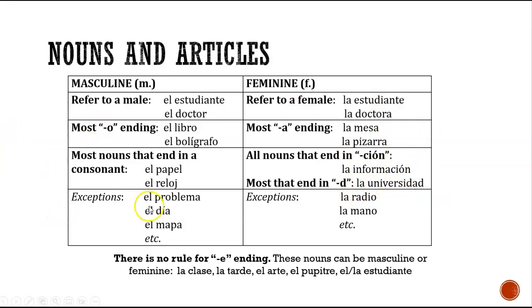Of course, there are exceptions. We're going to learn so many as we study Spanish. But some exceptions, look, problema ends with an A and it's el. Día and mapa also, and they're masculine. There's a lot more here. A lot of these exceptions that are masculine with A endings. Exceptions to the O ending, it's really minimal. You'll have la radio and la mano.